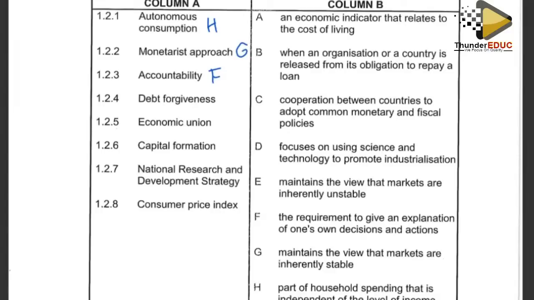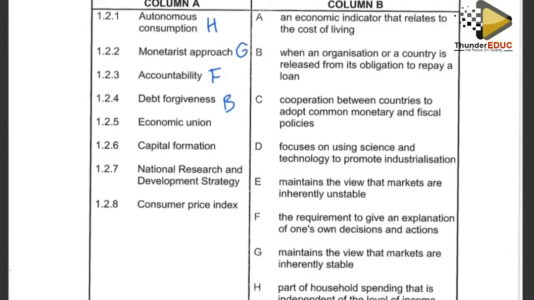So now, if we check, the appropriate answer for 1.2.4 is going to be B. When an organization or a country is released from its obligation to repay a loan, that is going to be debt forgiveness. So this country is being forgiven in terms of what? In terms of paying its obligations. So it means that this is going to be a bad debt because it is actually going to be written off before being settled. Okay, right, great talks. Now let's move on to the next option.